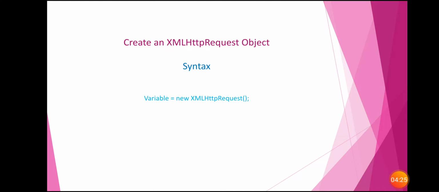In this syntax, first of all, we create a variable and we initialize it to the XMLHttpRequest class. Generally, we declare a variable in JavaScript by the var keyword. Variable is equal to new XMLHttpRequest, where var xhttp is the variable name, and new is used for creating this object.